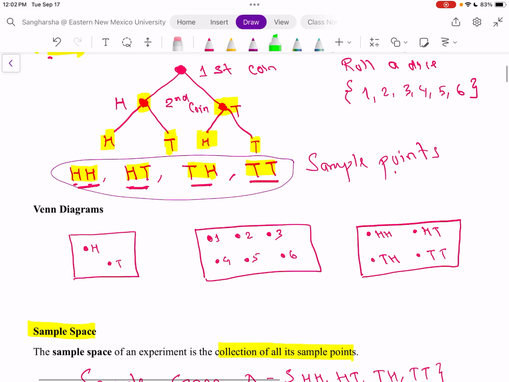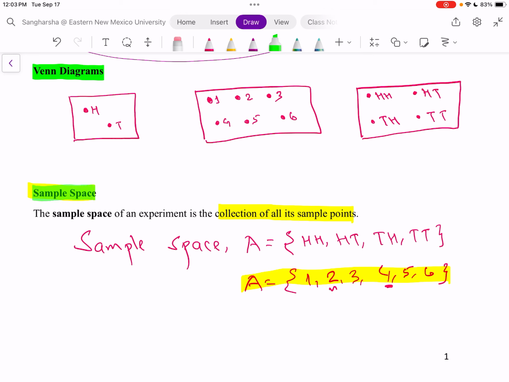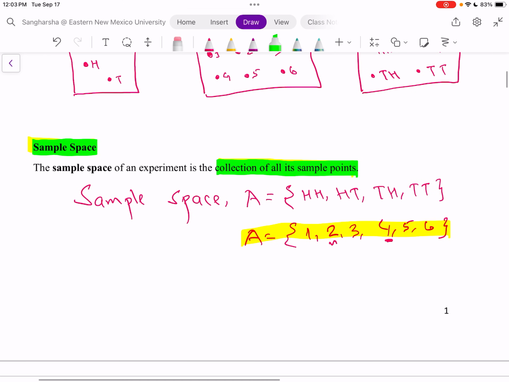We can also use the Venn diagram. A Venn diagram is the graphical representation for the sample points. We do the experiment, we get the results, and we use a graphical representation which we call the Venn diagram for the sample points. The next was the sample space, and the sample space is the collection of all its sample points. So you collect every sample point in set notation, that is your sample space. You can use any symbol, but in general we use S to represent our sample space.